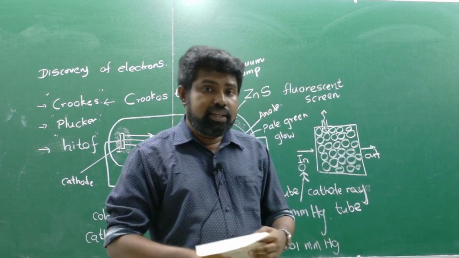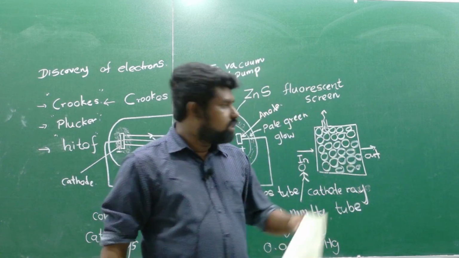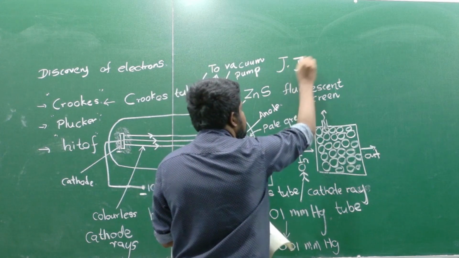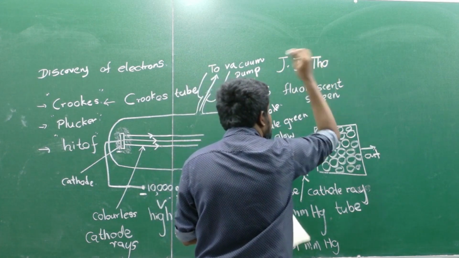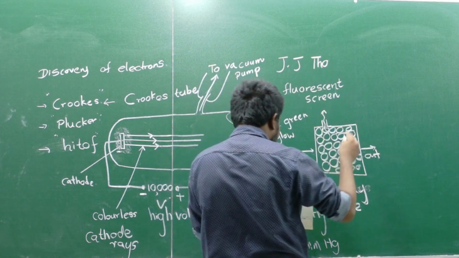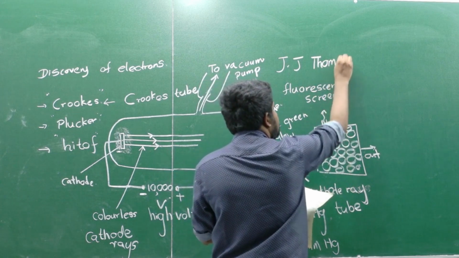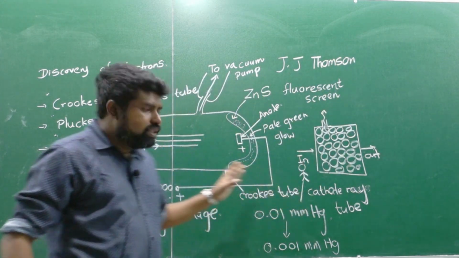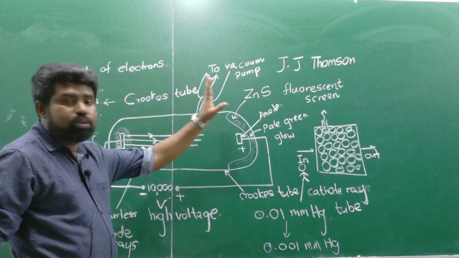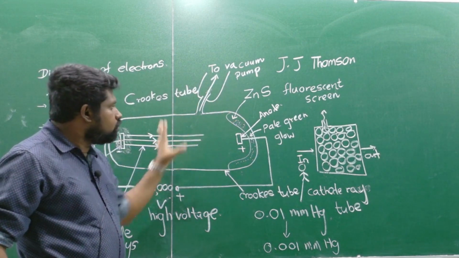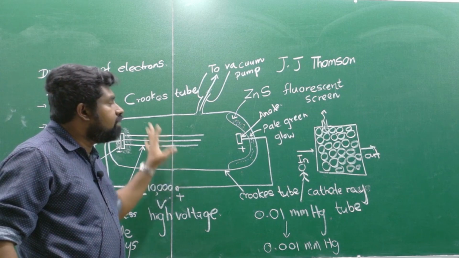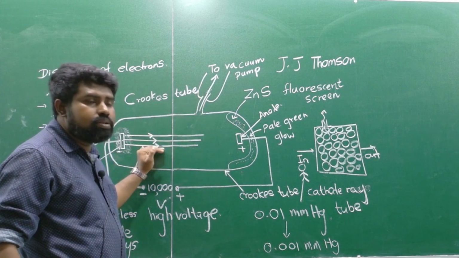In that era, the main scientist in the field, one of the main scientists, was J.J. Thomson. So what they did was, after this experiment, J.J. Thomson took this experiment, and he said that he will investigate the properties of cathode rays.